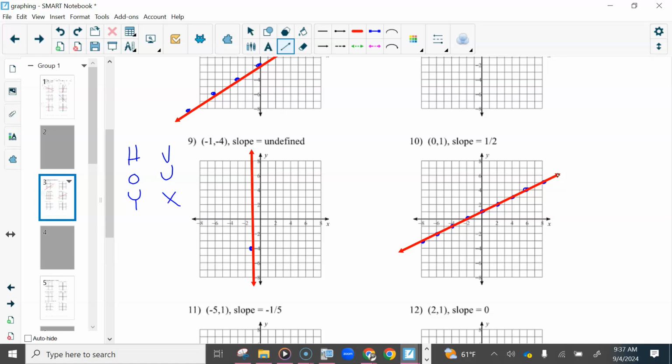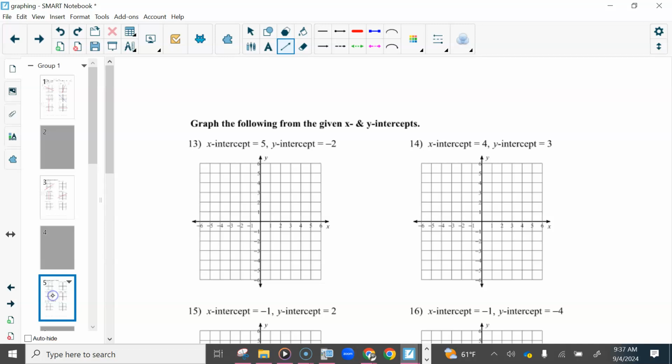So on the next page, we are now graphing from given intercepts. It'll be similar, but now we have 2 points. You're just going to plot a point at the x-intercept, plot a point at the y-intercept, and graph a line through those 2 points. So the x-intercept is 5, the y-intercept is -2. I'm not going to count the slope or try to add another point. If I'm graphing by intercepts, I only need 2 points. I should only have 2 points. And I'm just going to graph this line to the best of my ability.